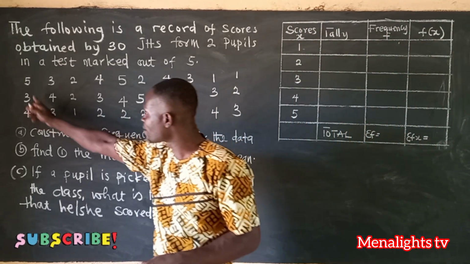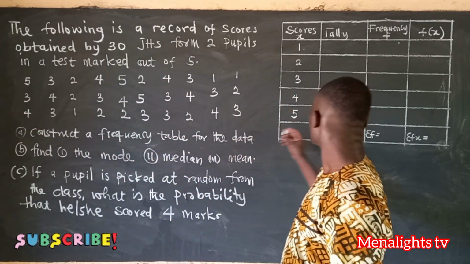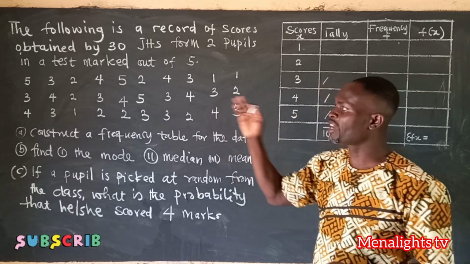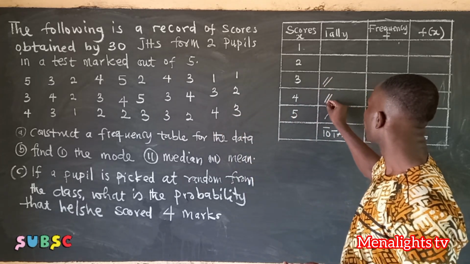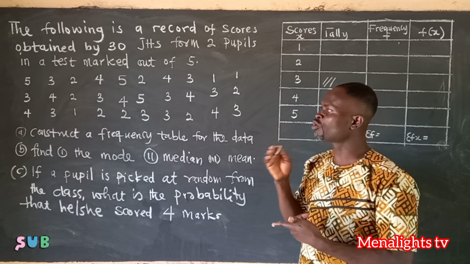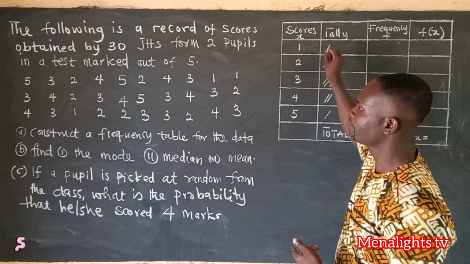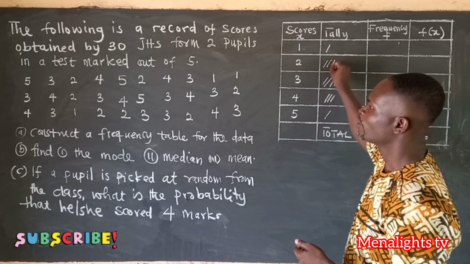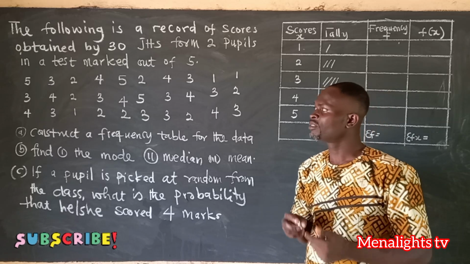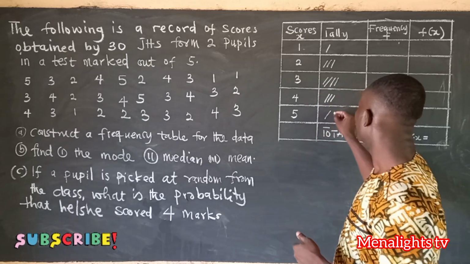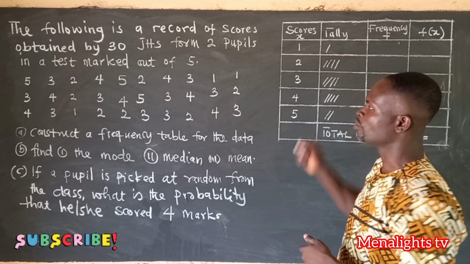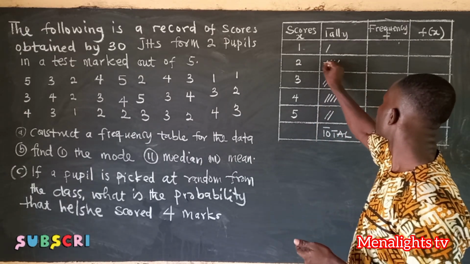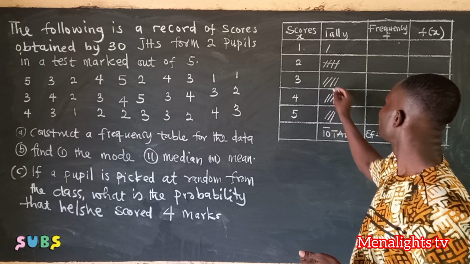So the first numbers we have there are 5, 3, and 4. Then we have 4, 3, 4, 3. Then we have 2, 2, 1. Then we have 4, 3, 2. Then 5, 4, 2. Then after 5, 4, 2, we have 2, 5, and 3.